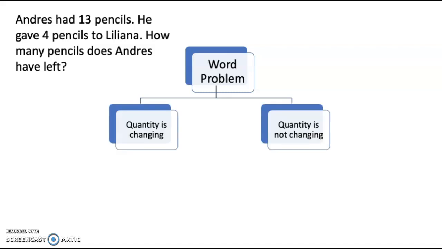Our first step is to determine whether or not a quantity is changing. Well, we know that Andreas has 13 pencils. Then he gives some of those pencils away. That means the number of pencils Andreas has does change. So we're going to pick quantity is changing.